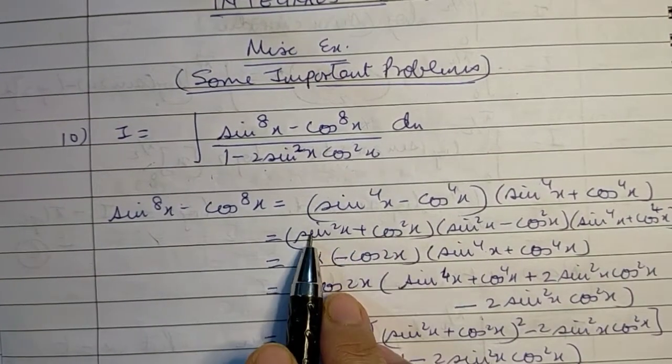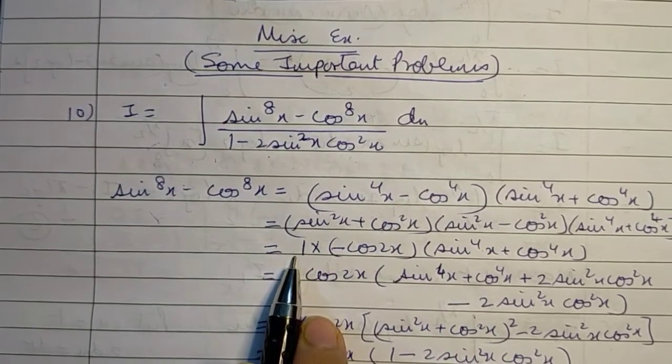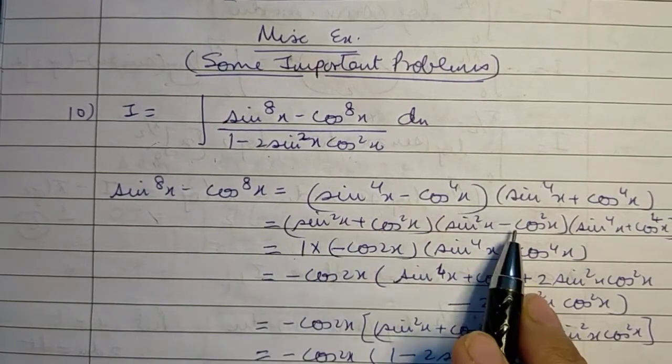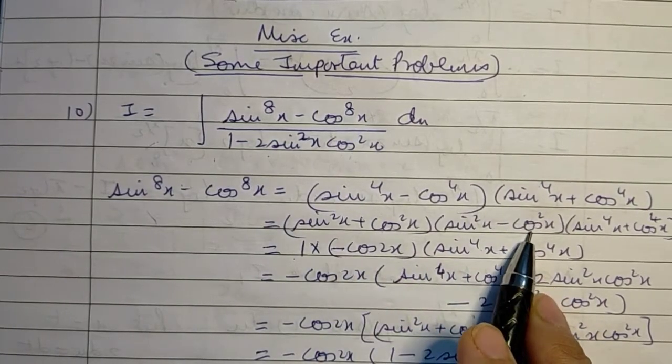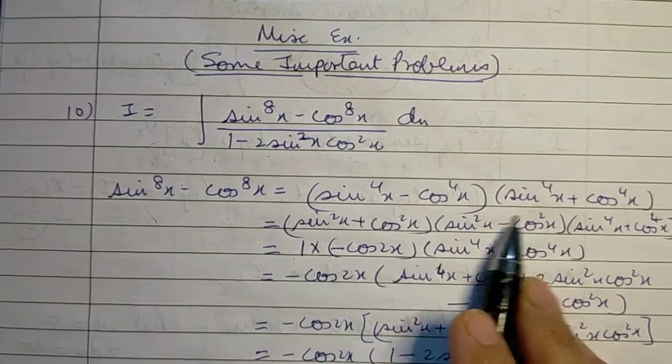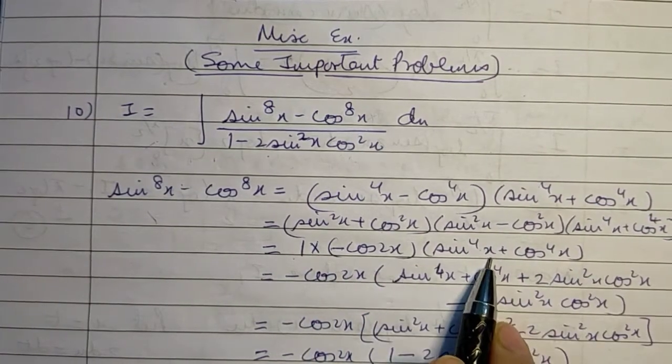Now we know that sin squared x plus cos squared x is 1. So we get here 1. Also we know that cos squared x minus sin squared x is cos 2x. So taking minus common, this is equal to minus cos 2x. And the third term gets carried down as it is.